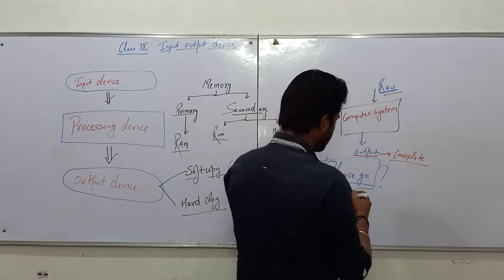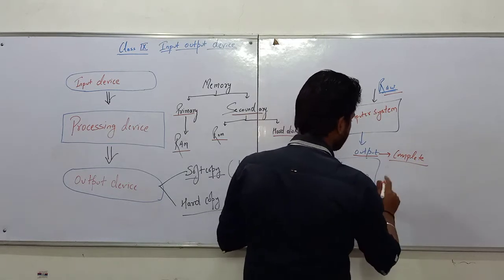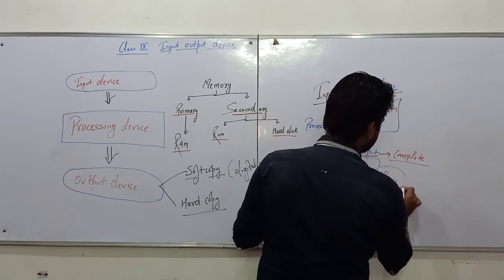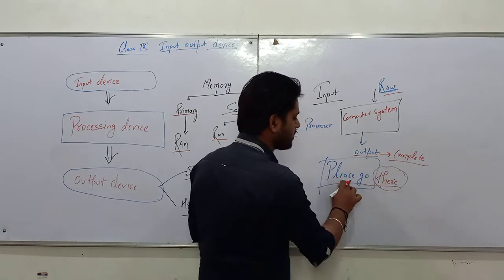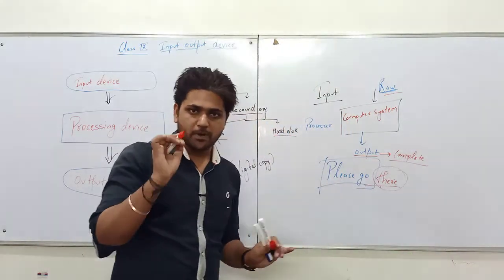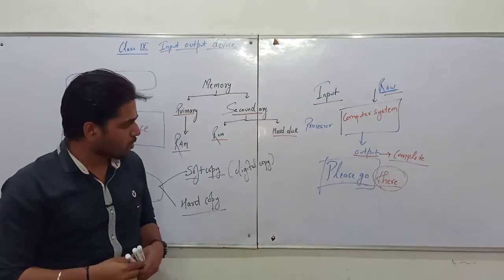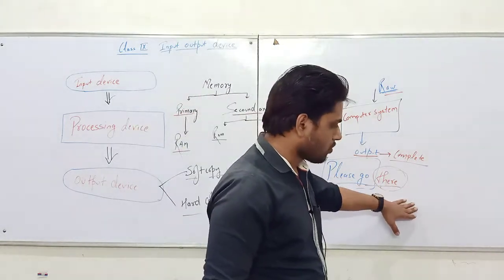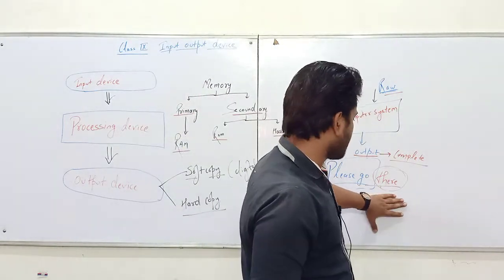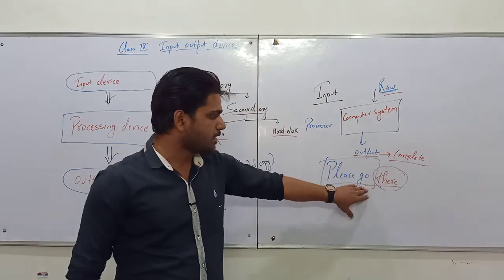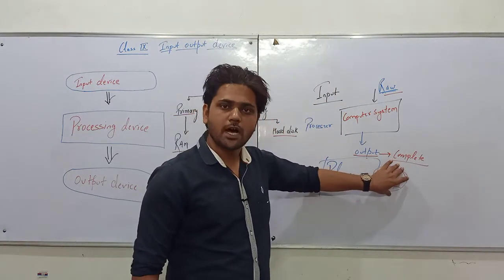Now if I write "please go there" and the proper place is mentioned, for example if I say "please go to Golghar," then nobody is required to tell you where you have to go or what you have to do. Now the data is complete. Well processed data is also known as output.